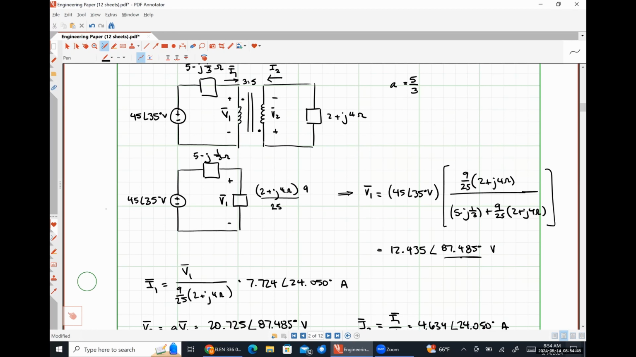So if both of them are on the dots, then we just use A. It's only if exactly one of the positive polarity terminals is on an undotted side that we use negative A, or our turns ratio relationship is negative. Every other case, it's positive. So if positive polarity terminals are both on dots, or both not on dots, it's still positive A. It's only when one is on the opposite side.